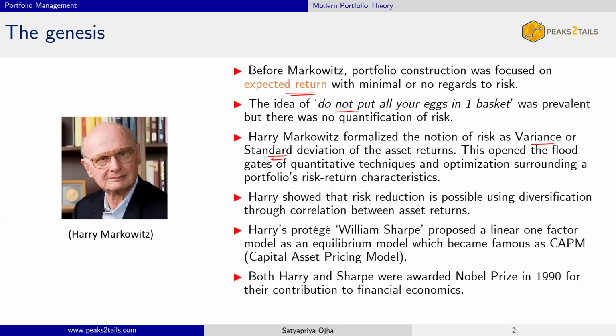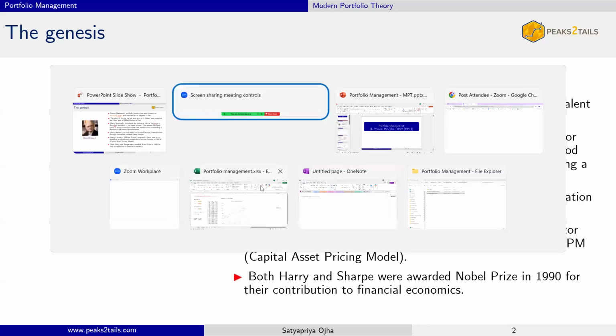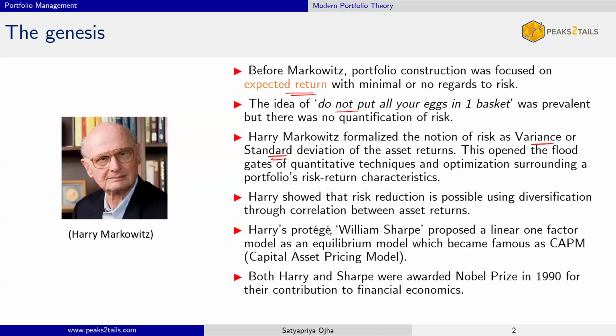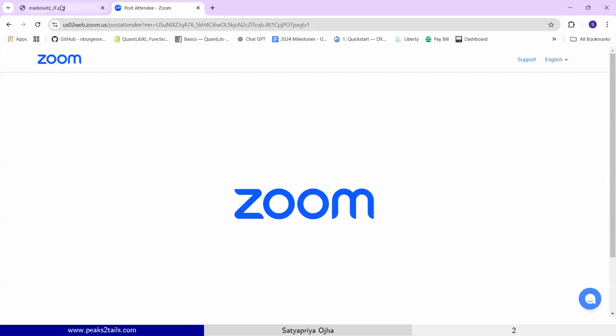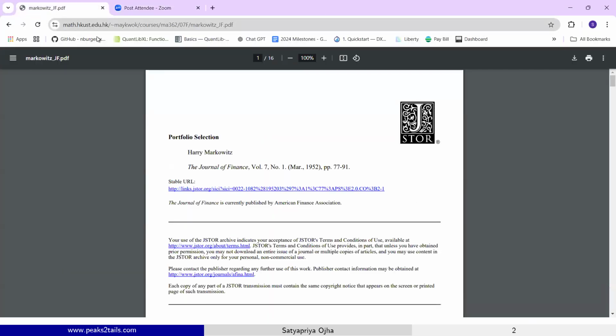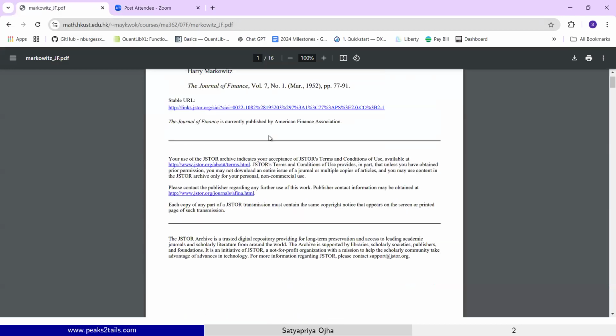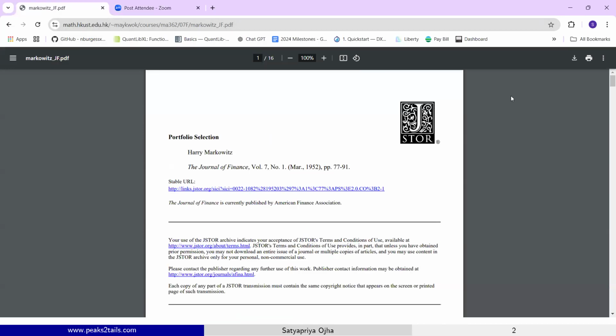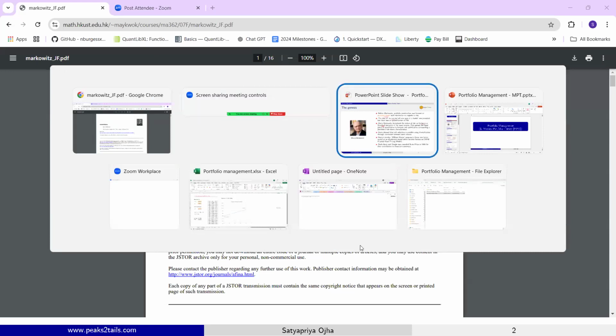There are several things that came out of his paper. I actually have the paper. It's freely available online. Let me quickly show you. Just Google portfolio selection. This is the paper. It came in 1952 by Harry Markowitz, Portfolio Selection. That was his PhD thesis.